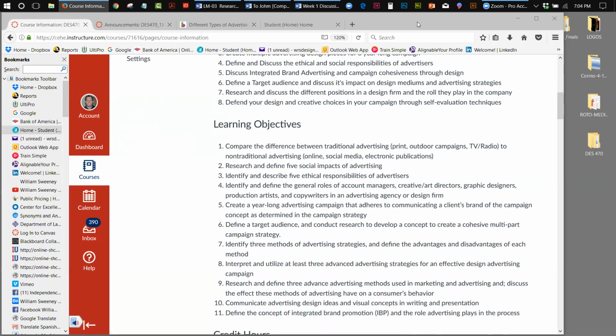You'll learn about target audiences. The companies that you work for will be looking to approach target audiences and conduct research into developing a concept to create a cohesive multi-part campaign strategy. You'll identify three methods of advertising strategies. There are many, more than three. And define the advantages and disadvantages of each method. Everything in here has advantages and disadvantages.